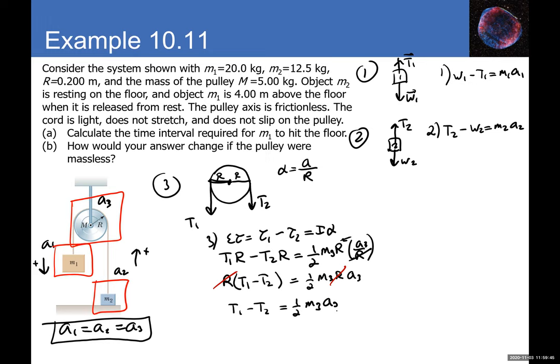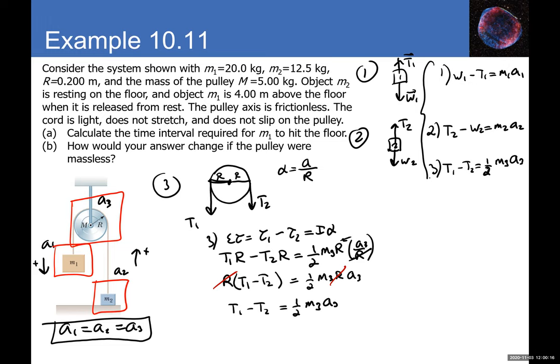So then I can come back in and write this equation three: T1 minus T2 equals 1/2 M3 A3. All right, so now we get three equations instead of two. For the Atwood machine, we get three equations, because now I have another system, which is the pulley. Again, what can I ask you here? I can ask you about mass one, mass two, mass three.